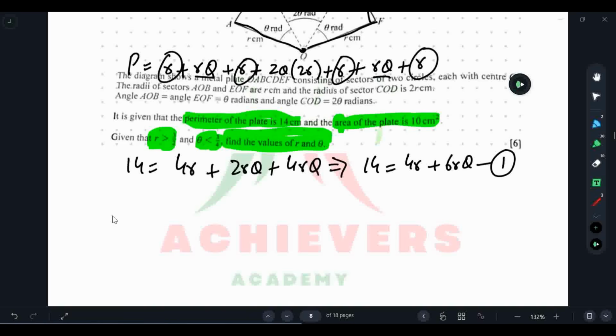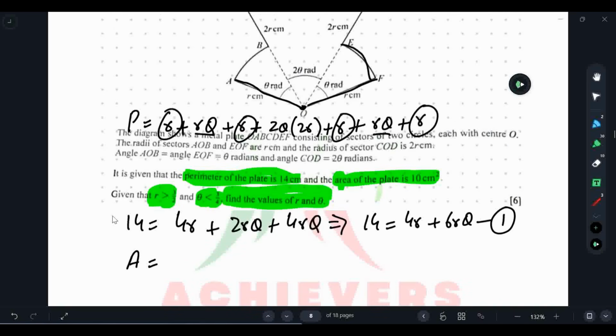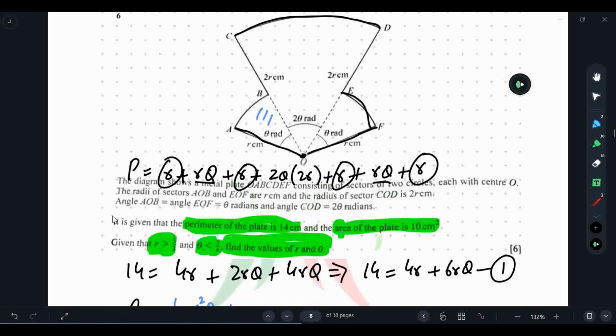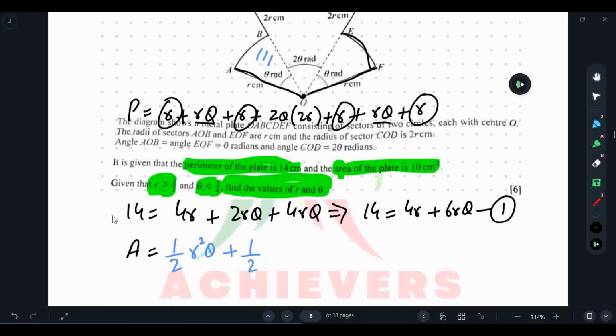Now how can we find out the area? Area of the plate is 10. So area will be equal to, let me change the color first. Area will be equal to the area of the sector, this one. This should be equal to 1/2 r² θ plus the area of the larger one. The area of the larger one will be 1/2 (2r)² into θ, plus the area of the last sector. This will be 1/2 r² θ.